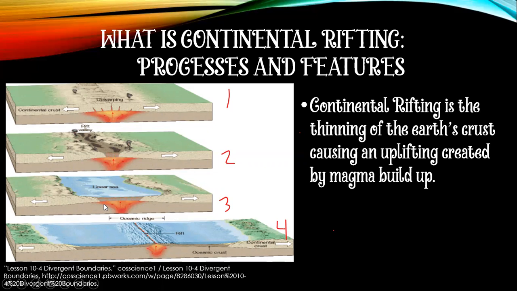In our third picture, we see how the rift has gotten larger, and we still see how the plates are pulling apart from each other even more. In our fourth image, we have our rift, which has now created an oceanic ridge, and this oceanic ridge will just get larger over time.